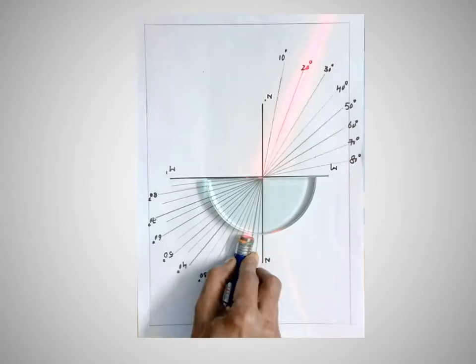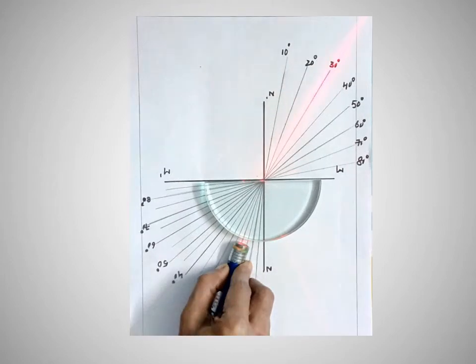Now take angle of incidence as 15. So what you are observing, angle of refraction is 20. That means in this case also R is greater than I. Now angle of incidence at 20. So you have seen angle of refraction is greater than 20.